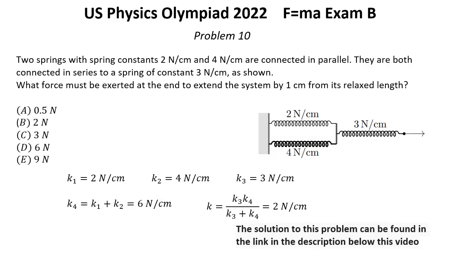equivalent constant for whole construction is 2 newtons per centimeter. It means that we have to exert force F equal K delta X, which is 2 newtons. That's answer B, and that was solution for problem number 10.